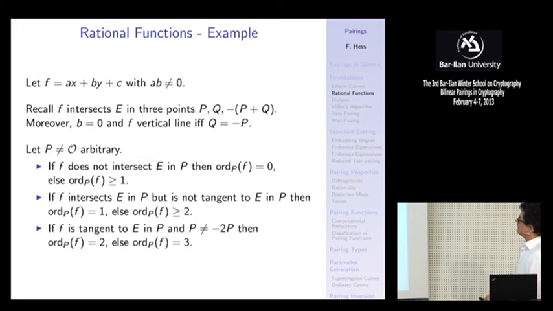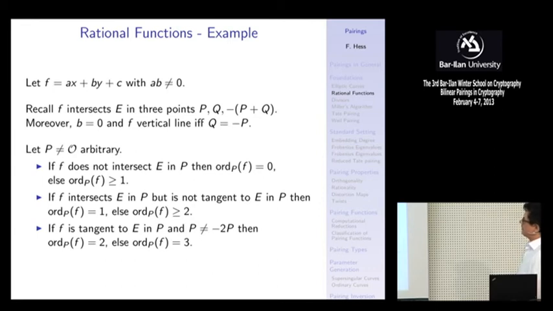So if this line does not intersect E, then the order at p of f is 0. Otherwise, if there's an intersection, we have order greater or equal to 1. So if it intersects E but is not tangent, like in this case, then the order is 1. But if it's tangent, the order will be higher.